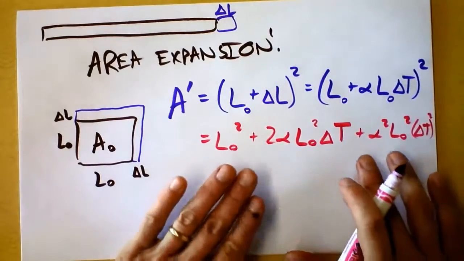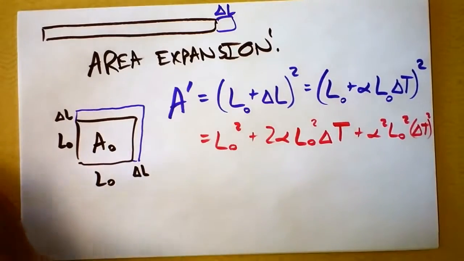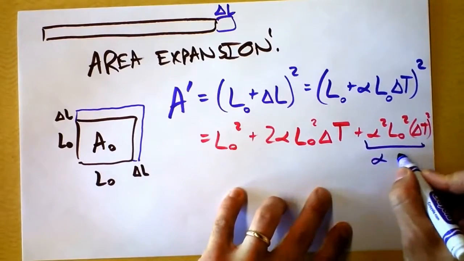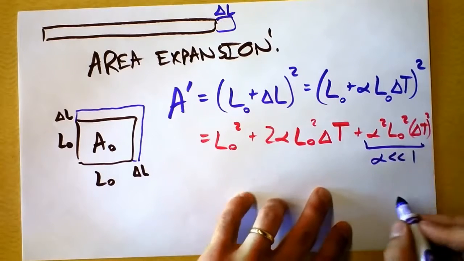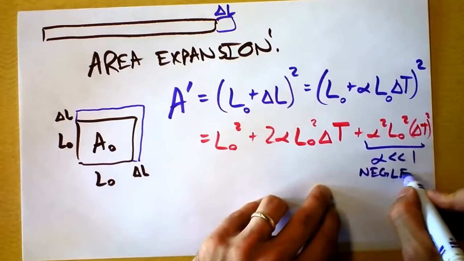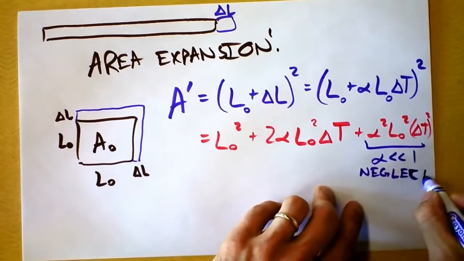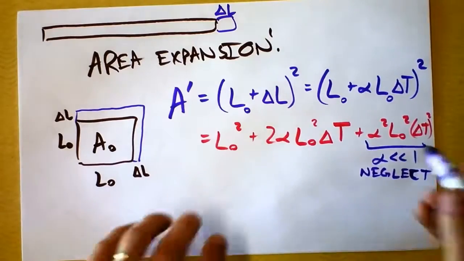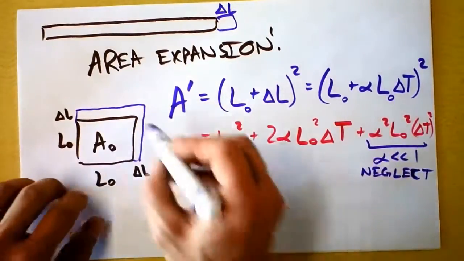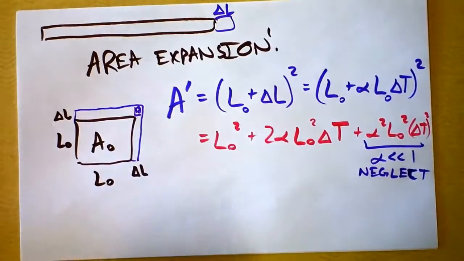And the awesome thing about alpha is that alpha is small. So look at this term right here. This term has alpha squared in it. Alpha is much, much less than 1. And we can neglect this term. Standard physics technique says we don't want this one. And I'm going to spell neglect correctly even. Look at you. Bonus, right? So this is now our area expansion neglecting this tiny little bit right here. That's pretty small, right? I think it is.